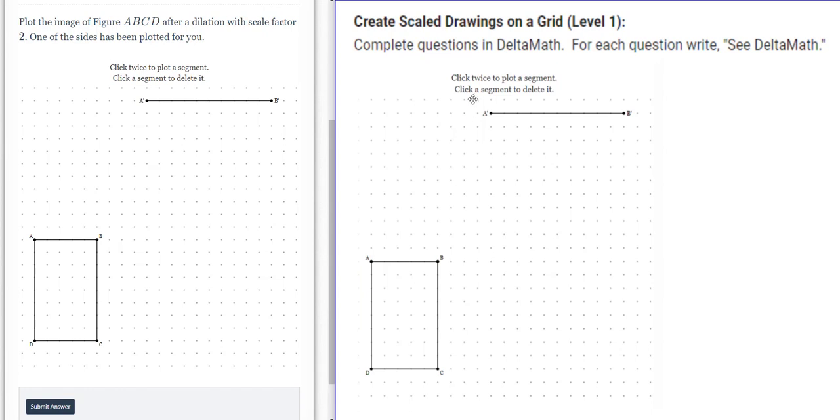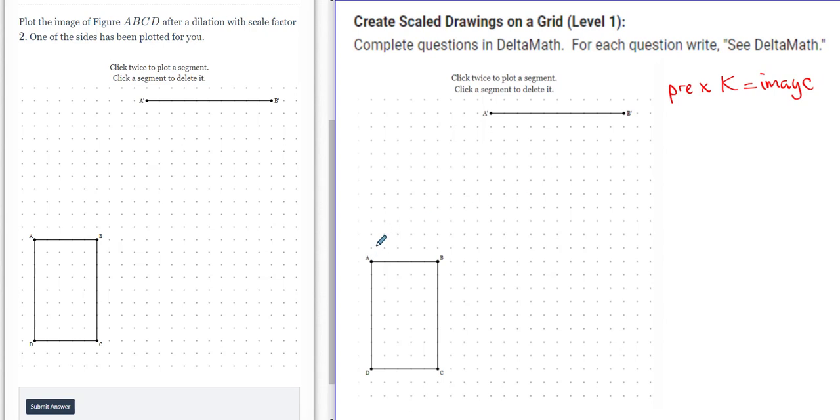So the first thing I would like to remind you of is our scale factor equation. It simply says that if you take the pre-image and multiply it by your k-factor, that's going to give you your image. So I'll kind of use this idea.